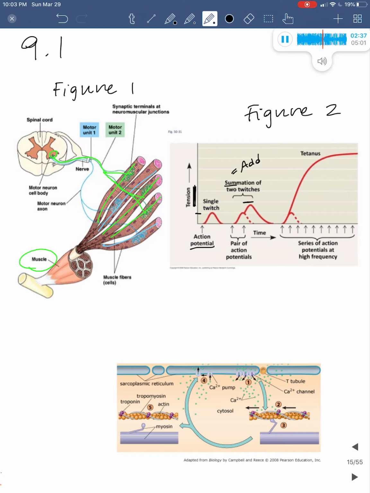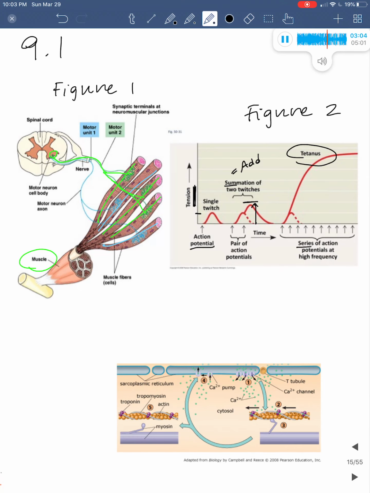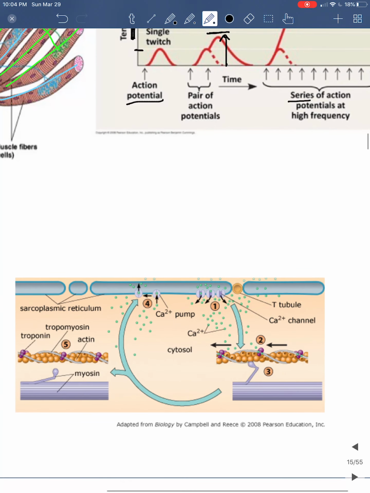As you can see in the last one, when there's a series of action potentials, they all add to each other and you get a sustained muscle contraction called tetanus. So this next picture isn't a figure, but I'm going to use it to explain because it's easier to understand with a picture. So during an action potential, calcium channels open from the sarcoplasmic reticulum to the cytosol, as in number 1, and close when the action potential is complete.